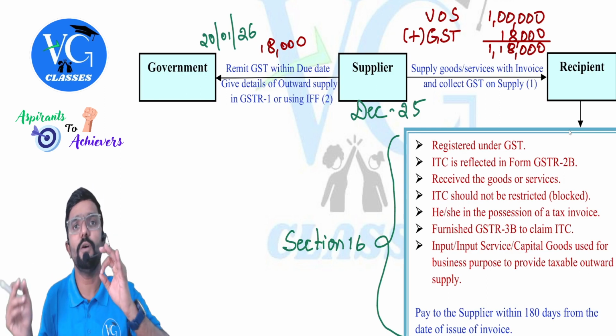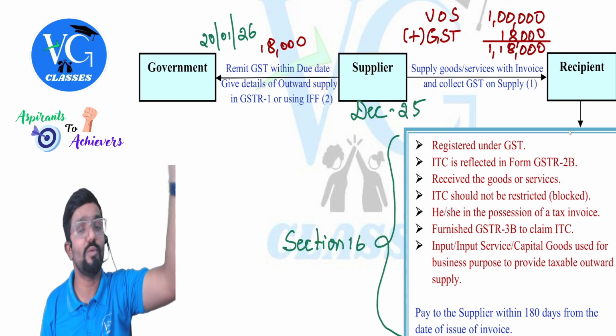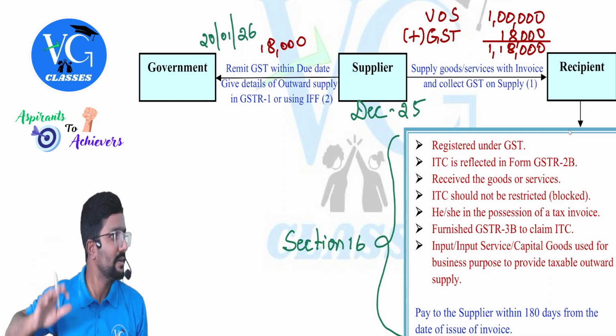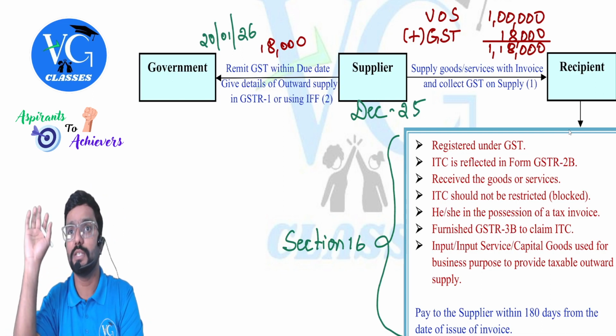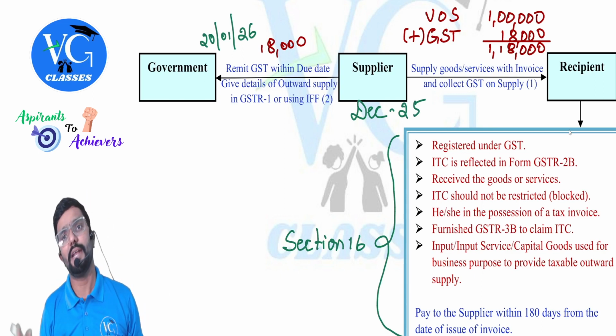Sir, he has not yet paid. No problem. Government has got the money, no? Can recipient claim credit? Yes. What do we call this credit as? Bitty credit. Clear. Please don't use these words in your answers and all. So, recipient has claimed the credit.